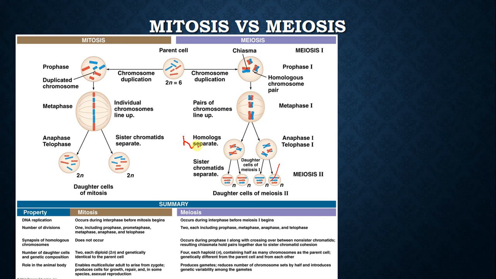When they divide, homologous pairs will separate. So we have a haploid cell already. And then we go through a second round of division. So we end up with 4 haploid daughter cells with 23 chromosomes. We end up, after mitosis, with diploid cells with 46. So pay very close attention, and I would study this diagram in your book.